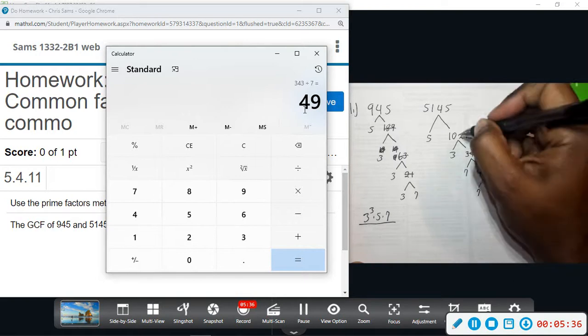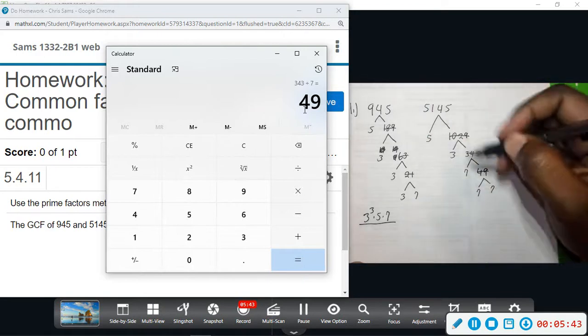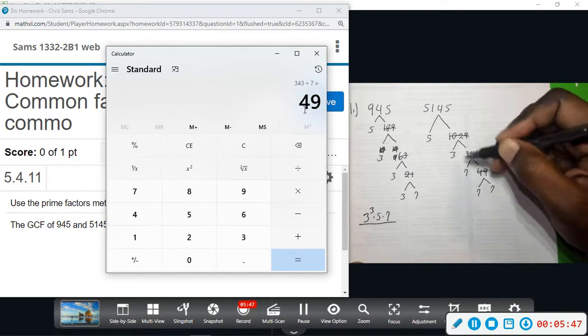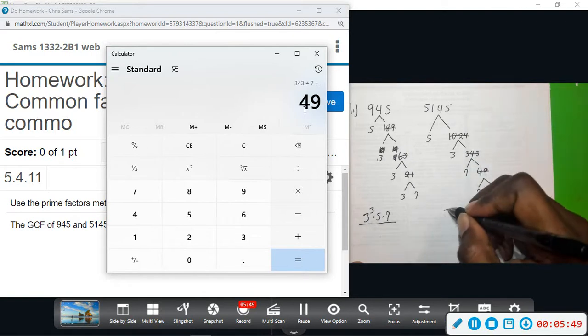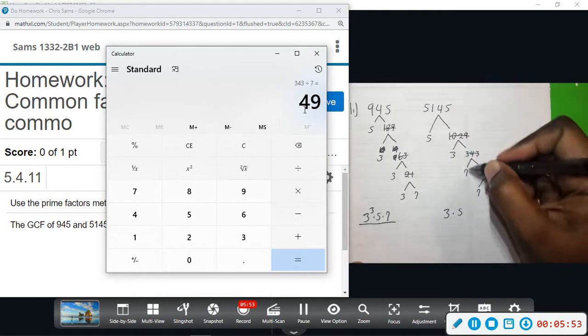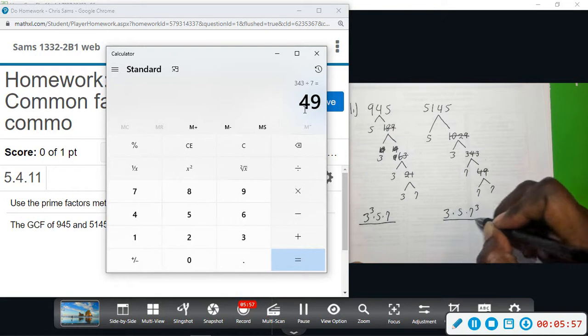So if you recall those divisibility rules from 5.1, use those to help you break it down. Okay, so the prime factorization will be 3 times 5, because we got 3 and 5, and then we have 7 to the third power.